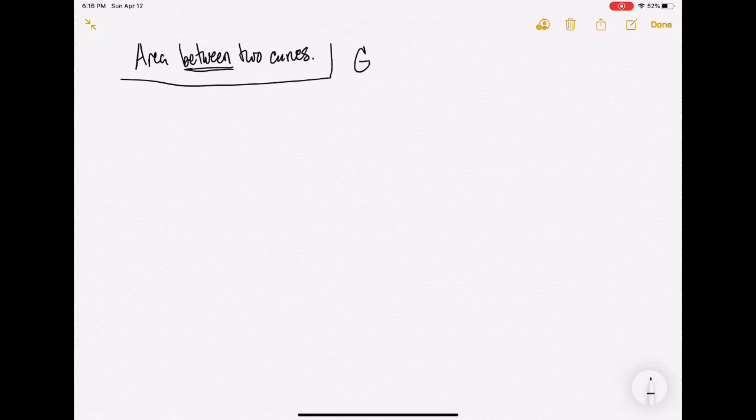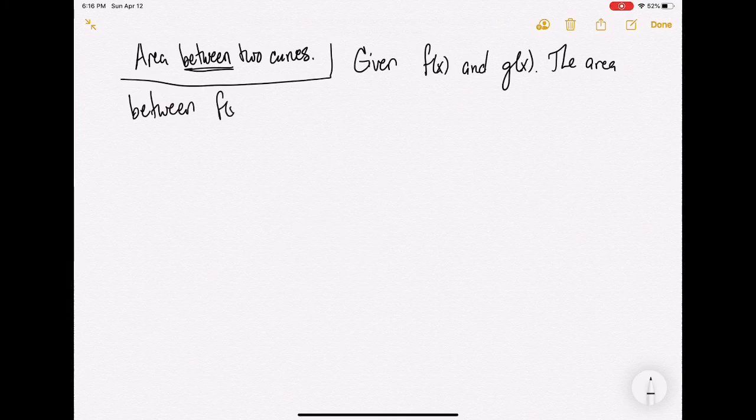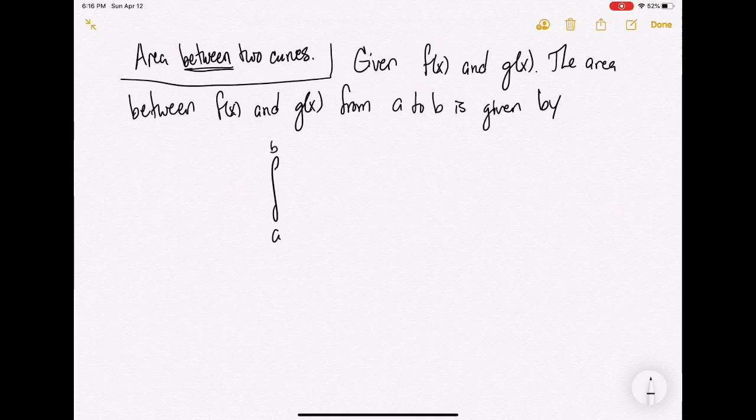So given f of x and g of x, the area between f of x and g of x from a to b is given by the integral from a to b of the absolute value of f of x minus g of x dx.